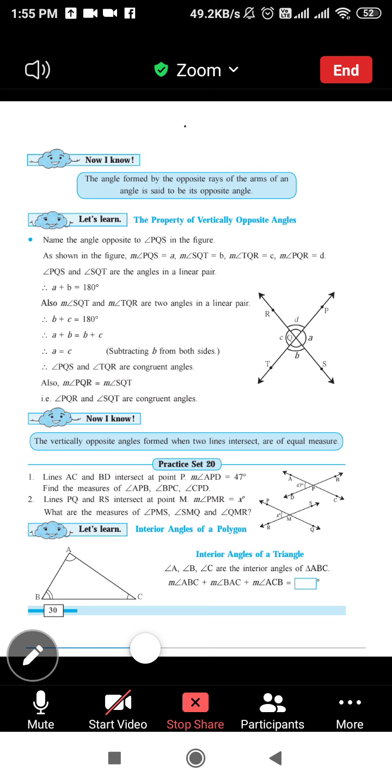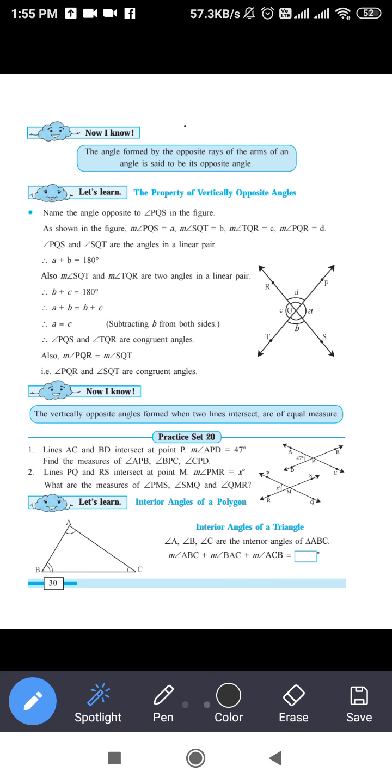So here we have understood the concept properly. Now, thus the angle formed by the opposite rays of the arms of an angle is said to be opposite angle. The property of vertically opposite angles means यहाँ पे एक property given है. What is that? Let us see.